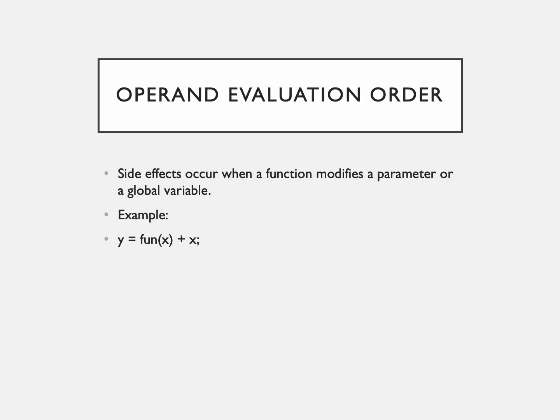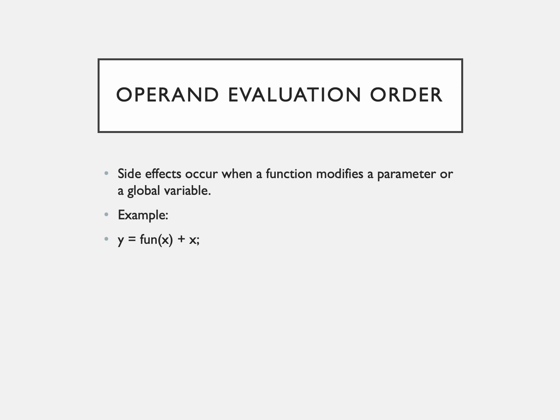Now let's explore another topic, which is operand evaluation order. So if you look at the example here, y is equal to fun x plus x. We are combining two operands, fun x and x. But here's the catch. Which one gets evaluated first? In many programming languages, especially C and C++, the order of operand evaluation is not guaranteed. This can lead to unpredictable results if one of the operands has a side effect, a situation where a function changes the value of a variable or parameter.